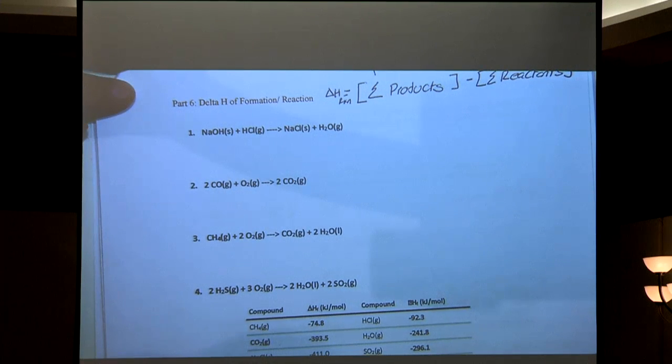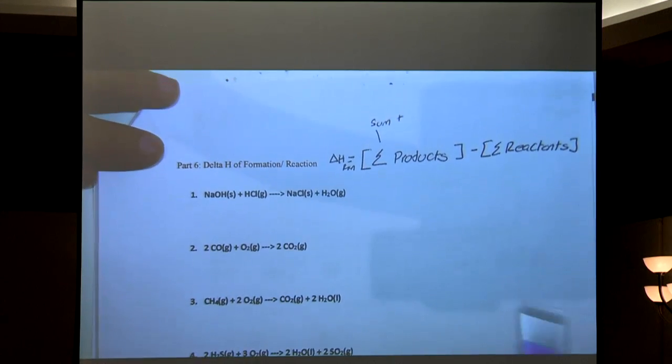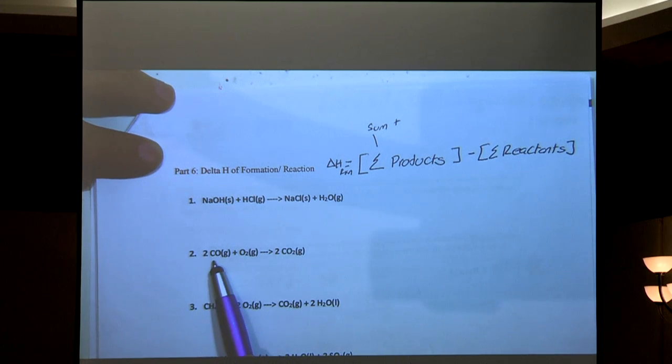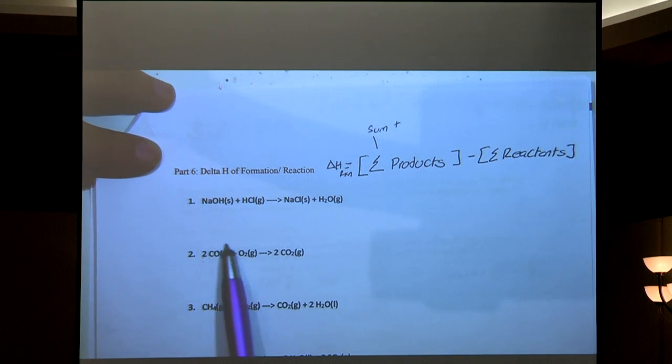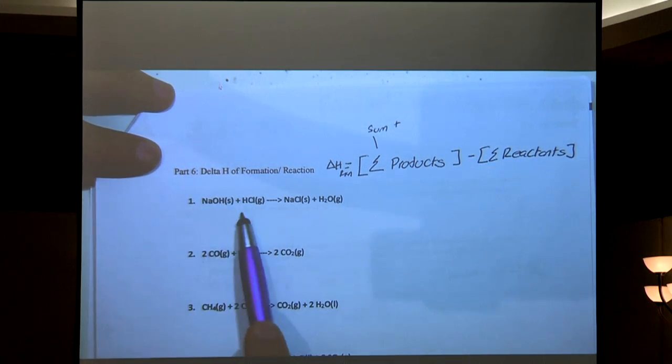I think it's carbon monoxide. Yeah, it's this one. That's my bad. We'll get there in a second. Sum of products, sum of reactants. So if I have, let's say, 2 carbon monoxides here, what do I have to multiply the standard enthalpy of formation of carbon monoxide by? 2. Okay?